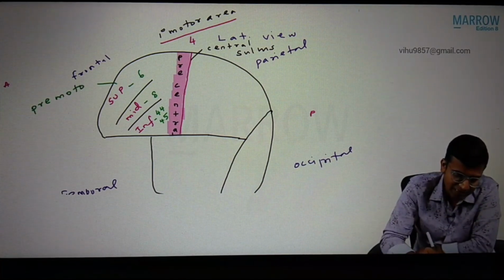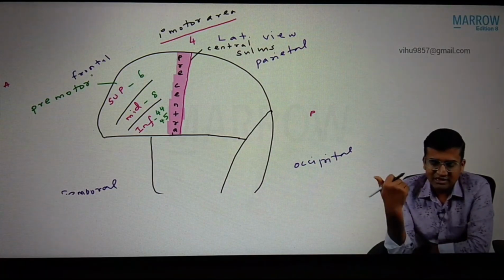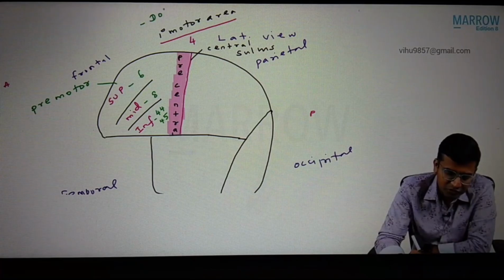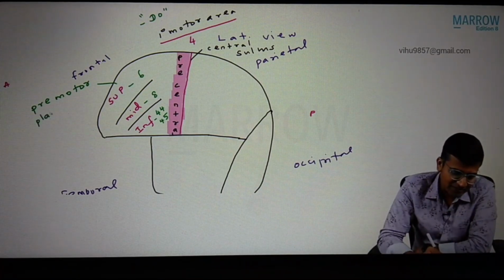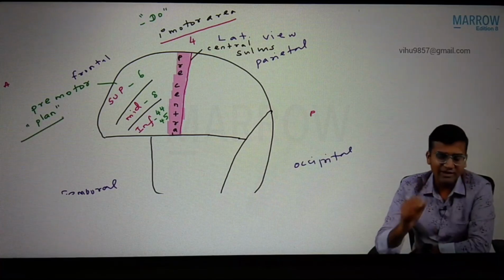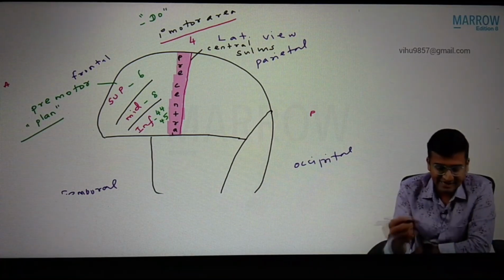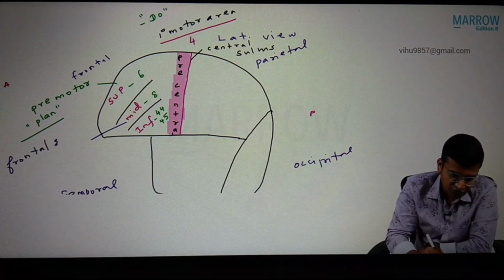Now what is the difference between primary motor area and the premotor area? See, primary motor area will do the movement. Premotor area plans the movement. That is the main difference. Now middle frontal gyrus, area number 8, that is the frontal eye field.